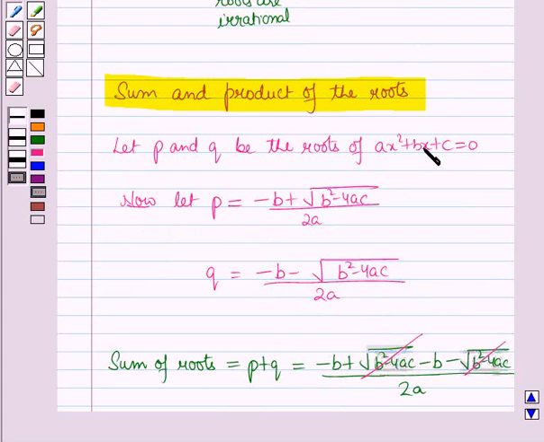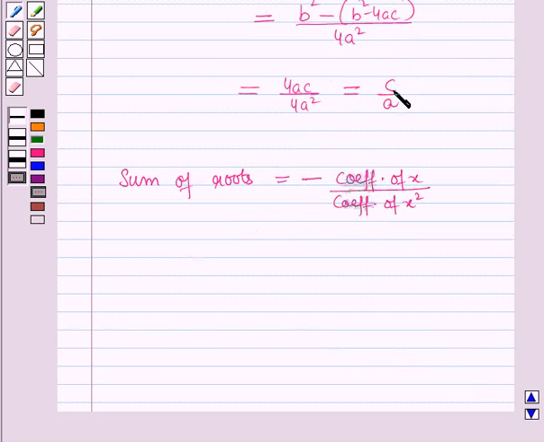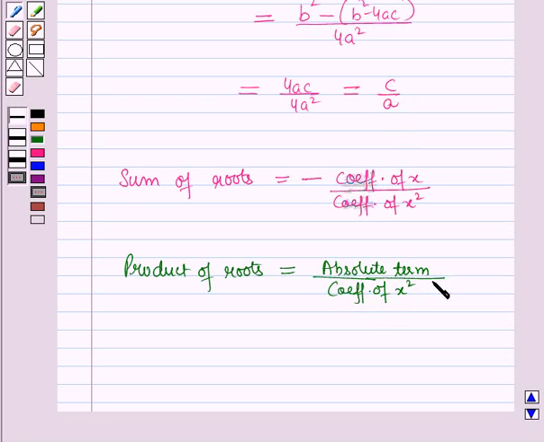Now from the equation it is clear that c is the absolute term and b is the coefficient of x and a is the coefficient of x squared. So we have got the sum of the roots is equal to minus b over a. That means it is equal to minus the coefficient of x over the coefficient of x square in the given quadratic equation. And we are getting the product of the roots is equal to c over a, that means the absolute term over the coefficient of x square in the given quadratic equation.